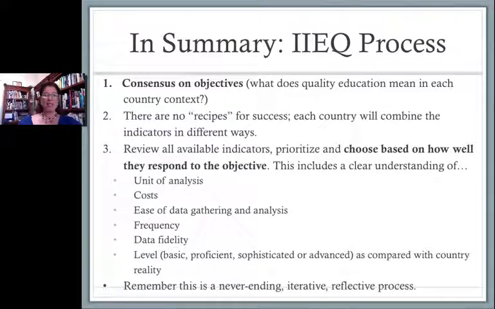The final thing is that this is not like we figured it out. It's an ongoing, never-ending, iterative and reflective process that will happen every single year, or even with more frequency if possible. The idea is that this is going to change based on every government and every government's priority, and it could change with every Minister of Education that changes. So all of these things have to be taken into account.